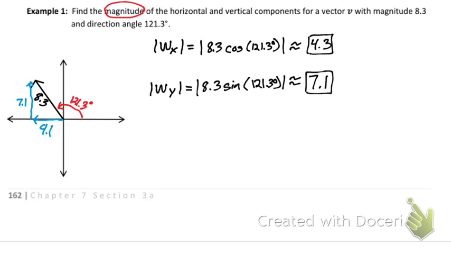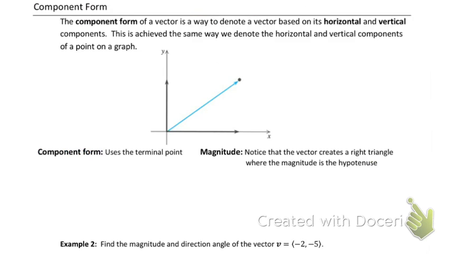Since it's magnitude, you can't put a negative on it. So rather than be negative 4.3, it's a positive. All right, that is how you find the magnitude of our component. All right, let's talk a little bit more about component form.